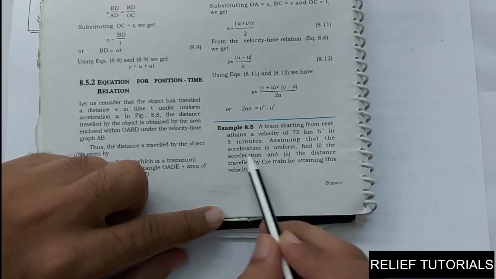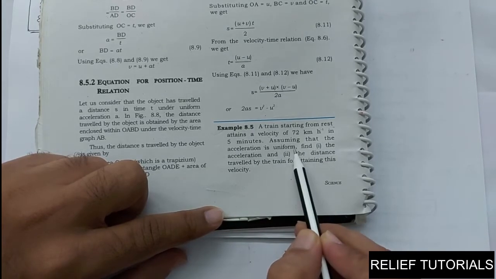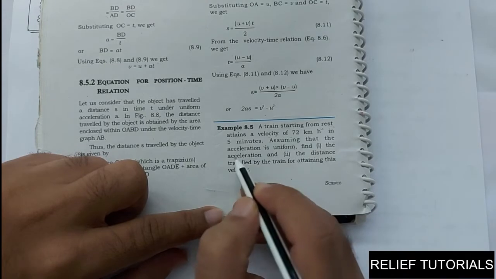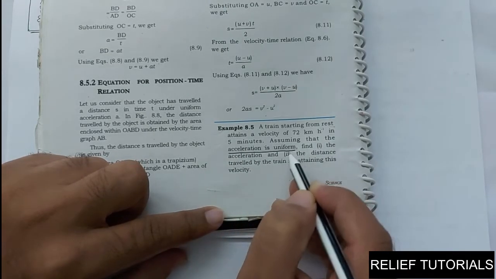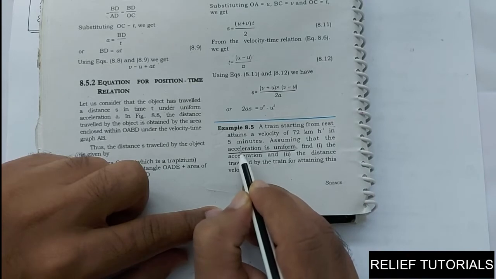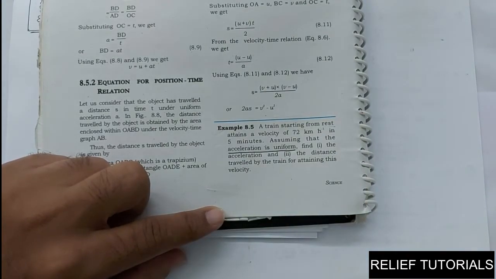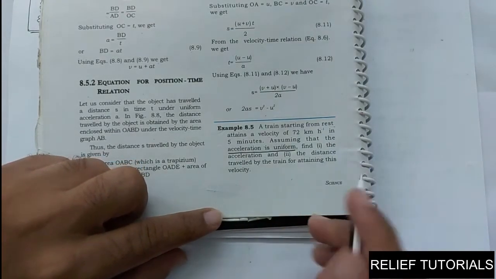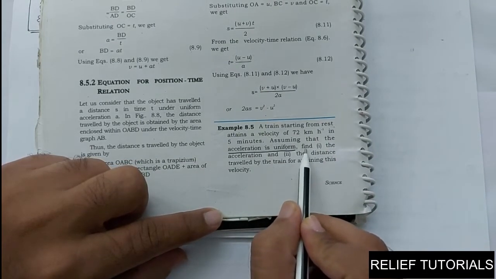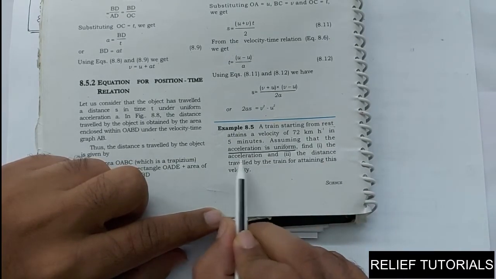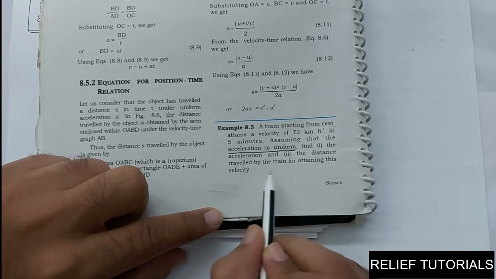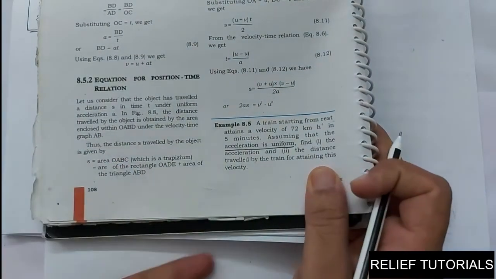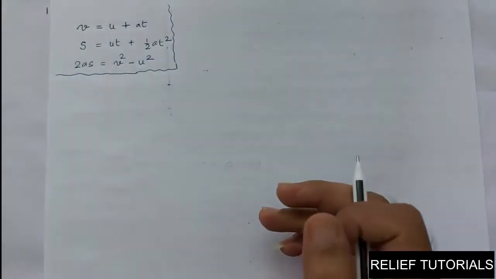Assuming that the acceleration is uniform, look at this, acceleration is uniform. So they are saying that the particle is performing uniform accelerated motion. So here we are allowed to use those three equations. Find, question number 1, the acceleration. First of all, you have to find the acceleration, and second, the distance traveled by the train for attaining this speed.